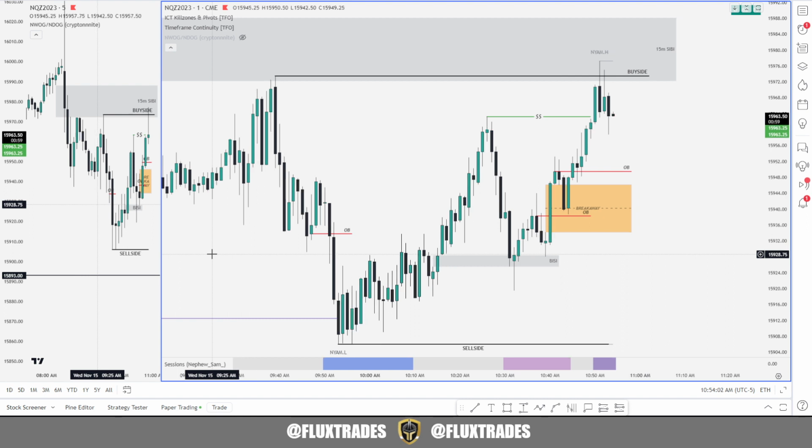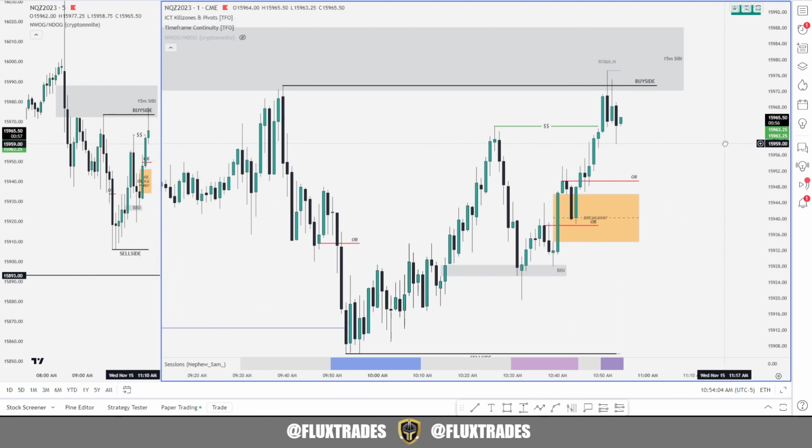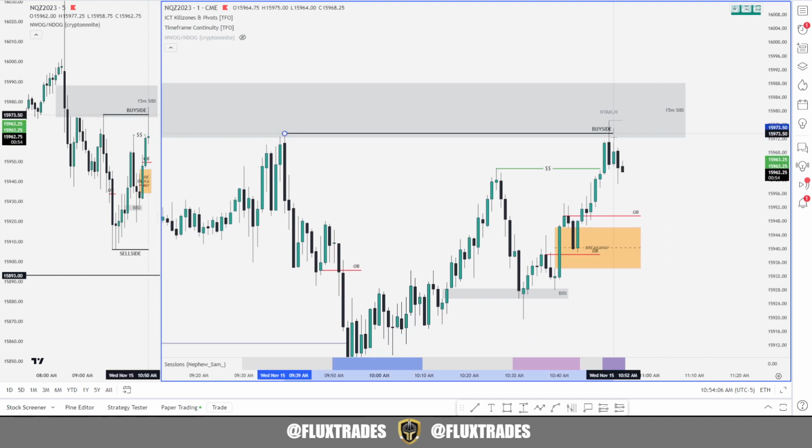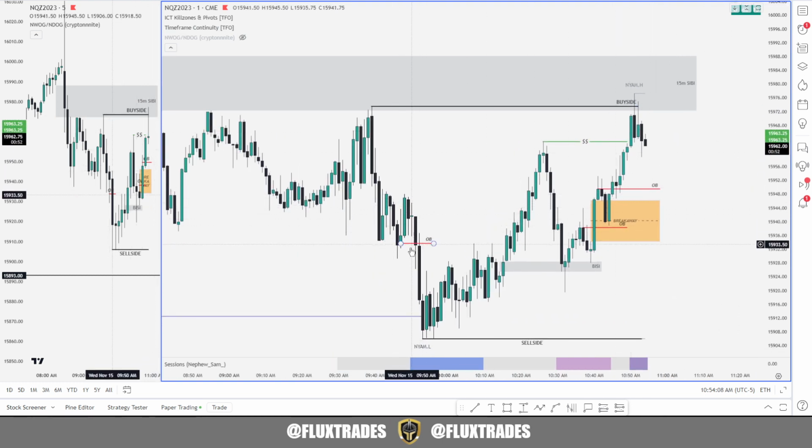Oh, Turbo got in there too. First order block and the second. Yes, sir. That was probably the cleanest trade, I think, all day. Even the 9:50 macro, I think, was cleaner than that.